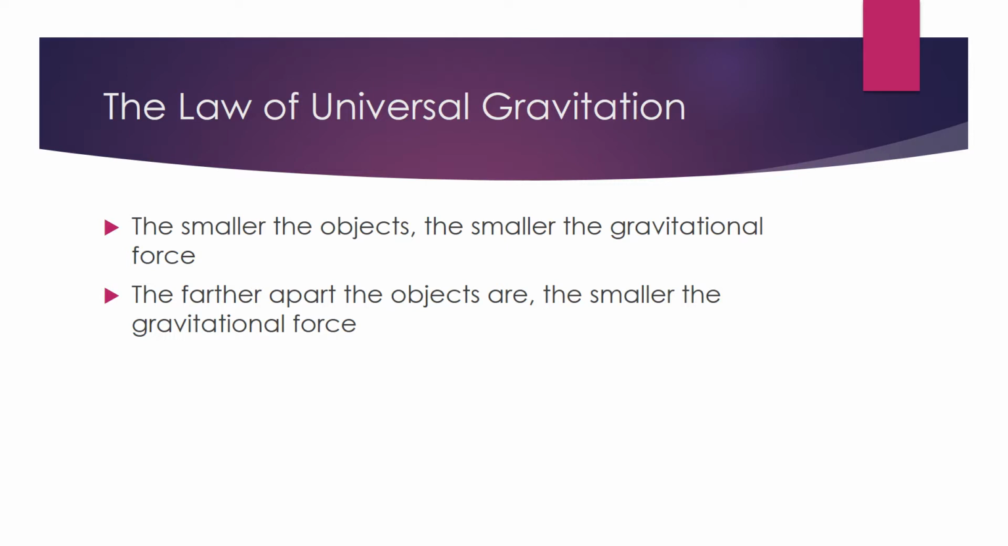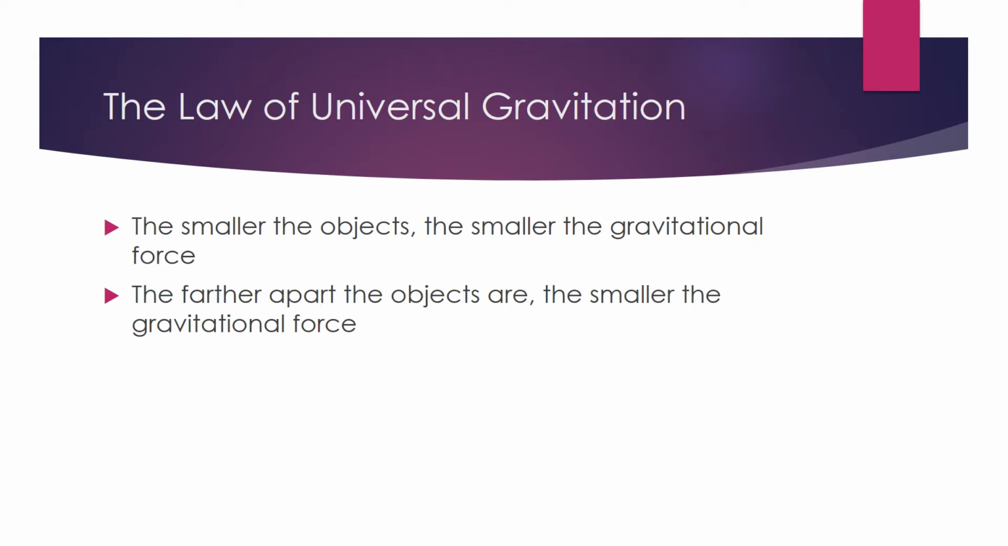So the law of universal gravitation also says that the smaller the objects, the smaller the gravitational force. So like we said, the Earth is really big, so it has a very big gravity that we can sense. If you go to different planets, the bigger the planet, the more the gravity. So some place like Jupiter, which is a lot bigger than Earth, has a very strong gravitational pull, whereas Pluto would have a smaller gravitational pull than Earth.